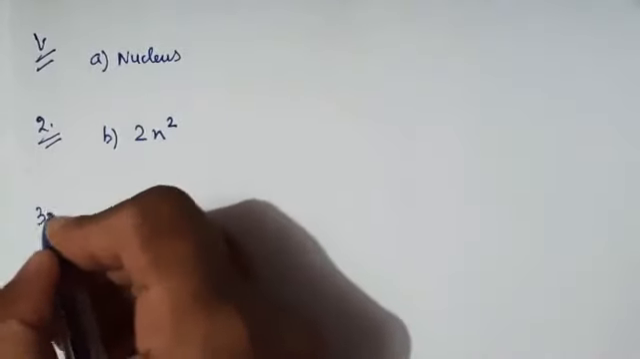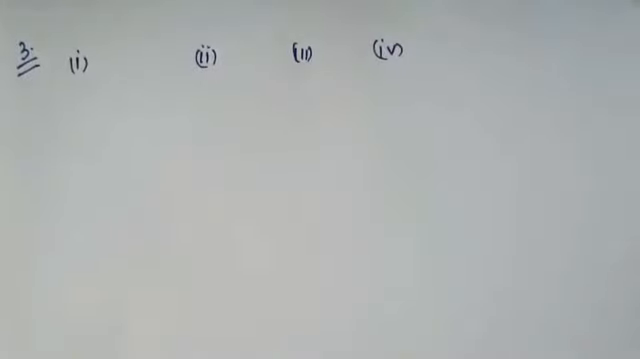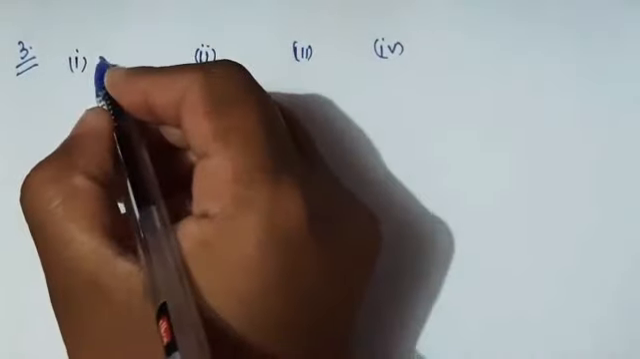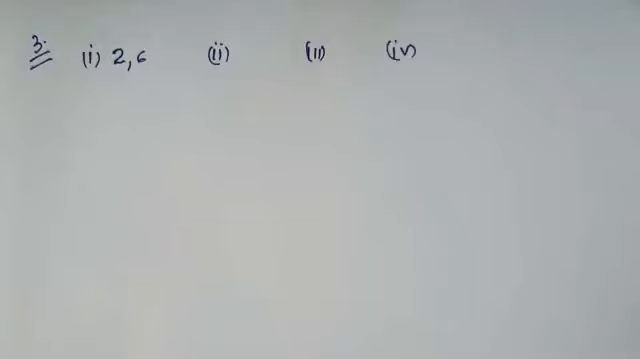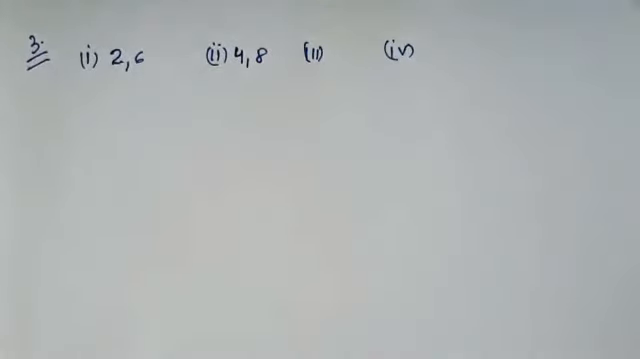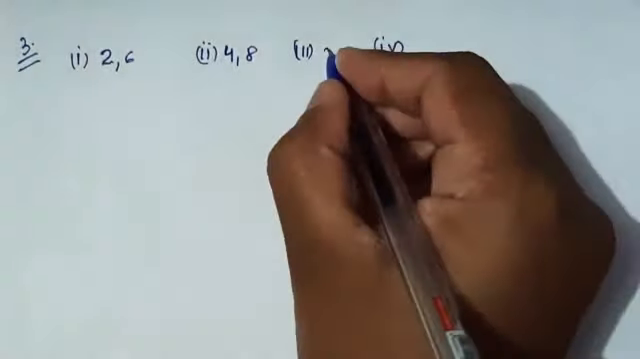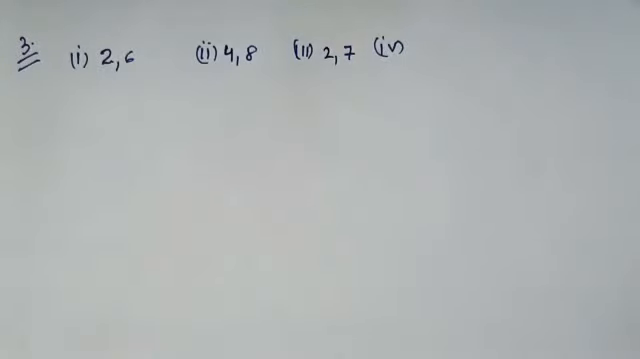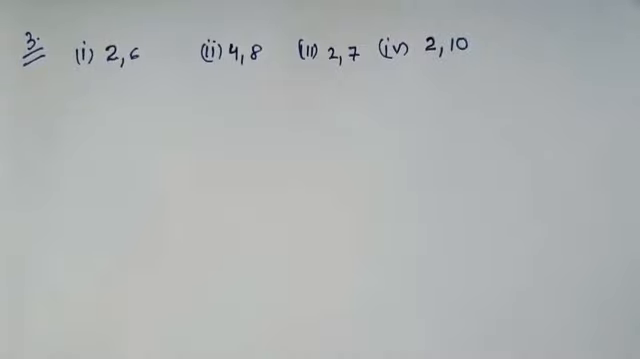Coming to question number 3. Which of the following does not represent Bohr's model of an atom? So there are 4 options given. In the first option, the electronic configuration is 2, 6. In the second option, the electronic configuration is 4, 8. In the third option, the electronic configuration is 2, 7. In the fourth option, the electronic configuration is 2 and 10.